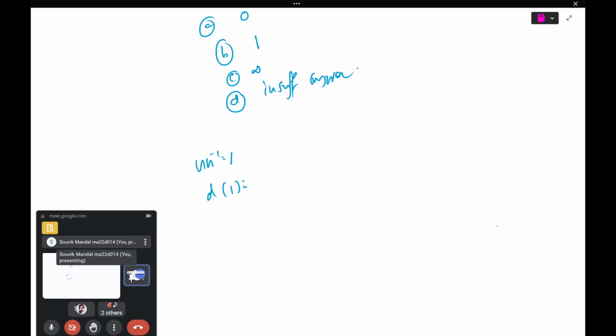Why? One is just a unit, that's all. Nobody has any information about what d(1) is. So d(1) need not be zero. We don't have any information regarding that, right?